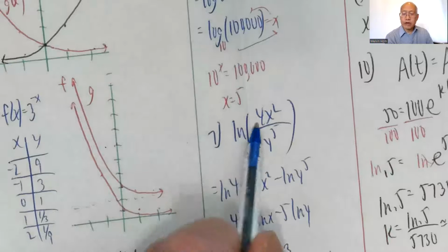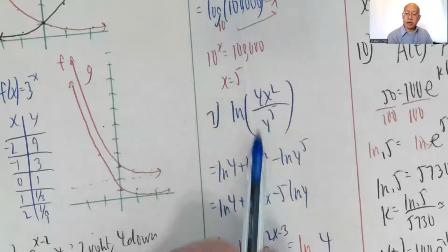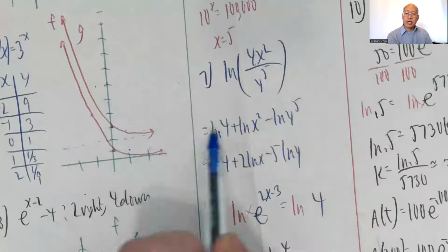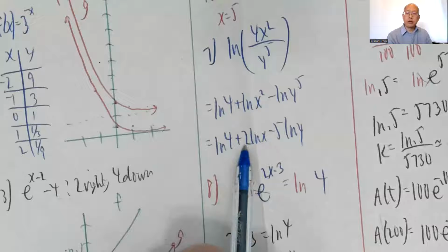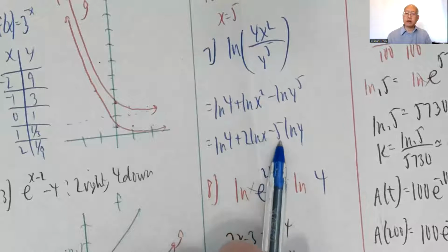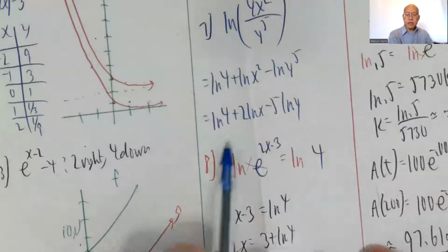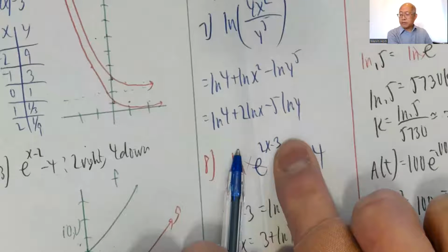7, ln of 4x squared over y to the 5th. It's ln 4 plus ln x squared. And since this is a division, that's minus ln y to the 5th. And then this 2 can come in front, 5 comes in front. So ln 4 plus 2 ln x minus 5 natural log of y. ln stands for natural log or log natural. Okay, number 8, to get rid of the e, you take the natural log of both sides.